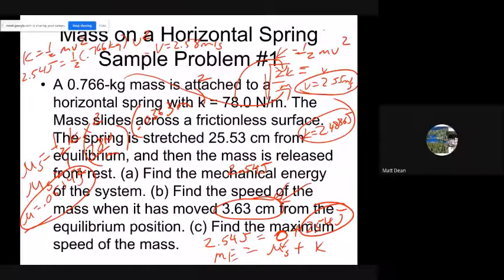meters per second. Notice that that speed is not a whole lot faster than the speed was when the thing was still 3.63 centimeters from equilibrium. And that's because the restoring force had greatly decreased and the acceleration had greatly decreased as the object got closer and closer to equilibrium. All right, I'm going to stop there for a second and take questions. Does anyone have questions on this first problem?